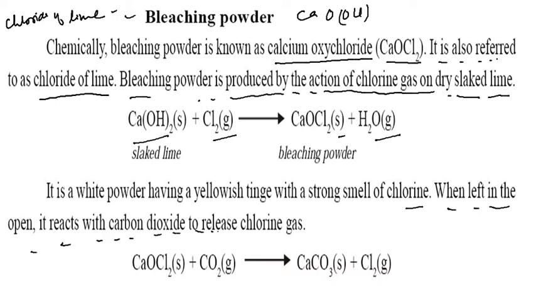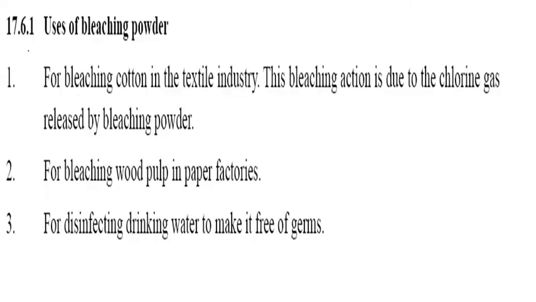When left in the open, it reacts with carbon dioxide to release chlorine gas. So you can see here the reaction. Bleaching powder, CaOCl2 solid, plus CO2 gas, gives calcium carbonate and chlorine gas. Now come to the next one.